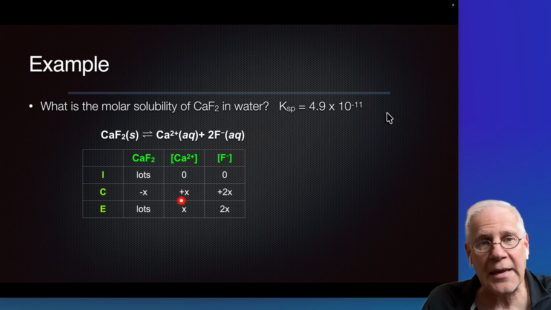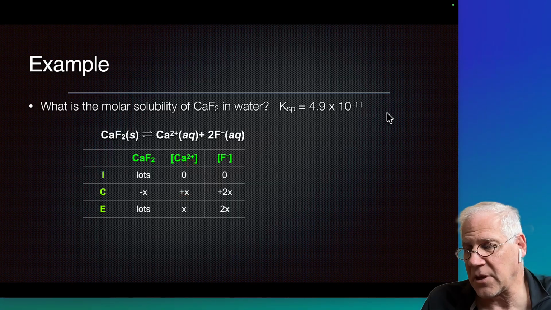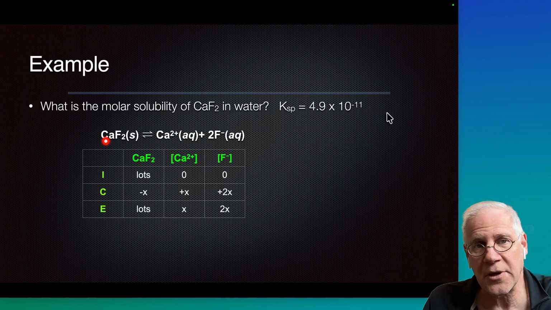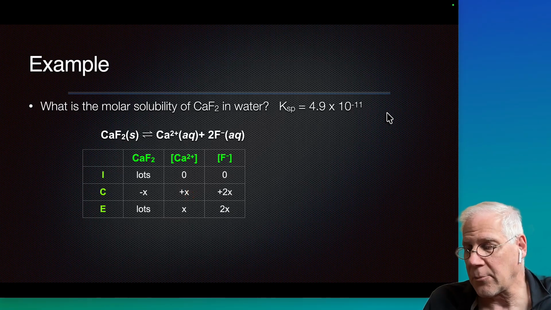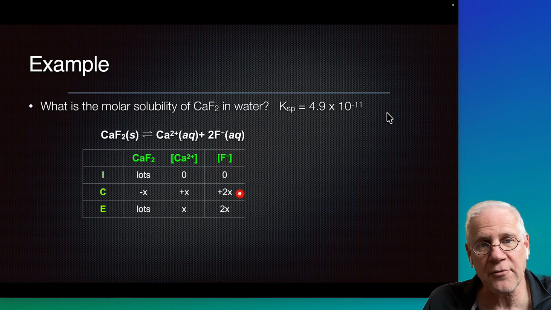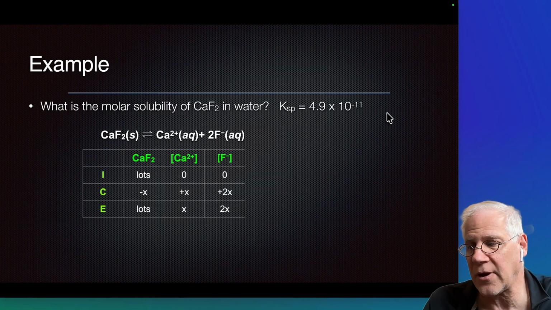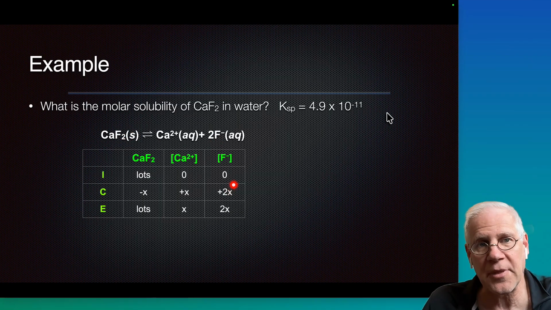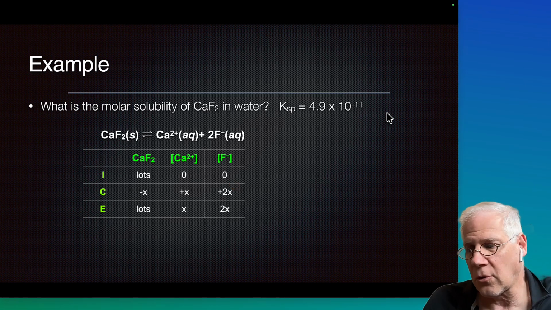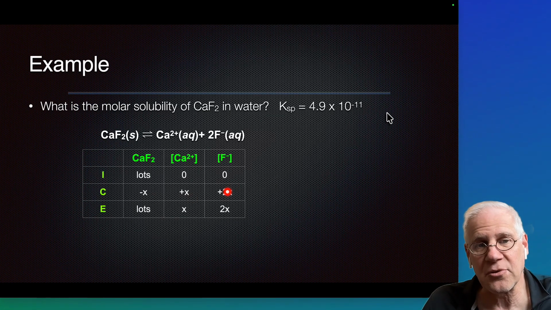Now, I'm going to gain X amount of the calcium because it has a 1-to-1 ratio between the stoichiometry of the solid and the calcium ion. So if I lose X of calcium fluoride, I'm going to gain X of the calcium, and I'm going to gain 2X of the fluoride, and it's 2X because I have 2 fluorides for every 1 calcium fluoride that dissolves. Very important that you keep that coefficient in there. So minus X, plus X, plus 2X.